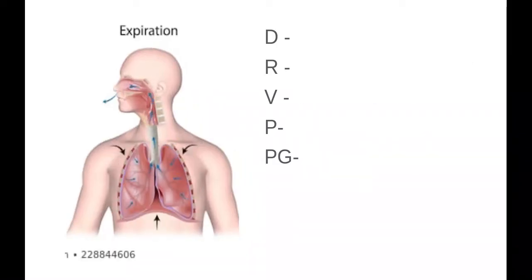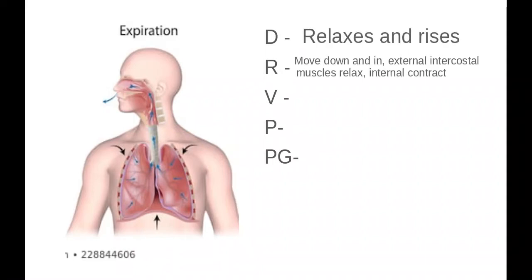It's a similar thing for expiration, except for probably the opposite. The diaphragm here is going to relax and rise upwards. The rib cage is going to move down and inwards. So the external intercostal muscles are going to relax and the internal are going to contract to bring that rib cage back down. The volume inside the thorax is now decreasing.